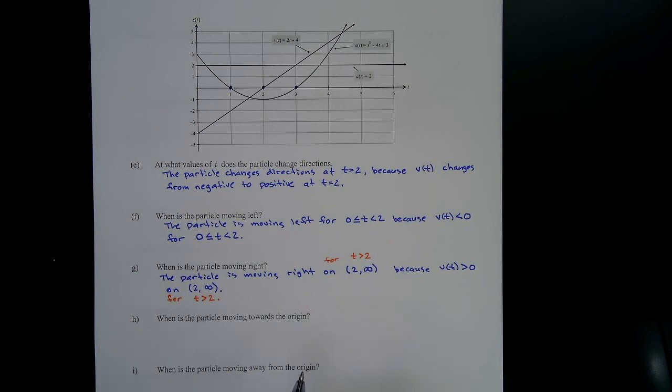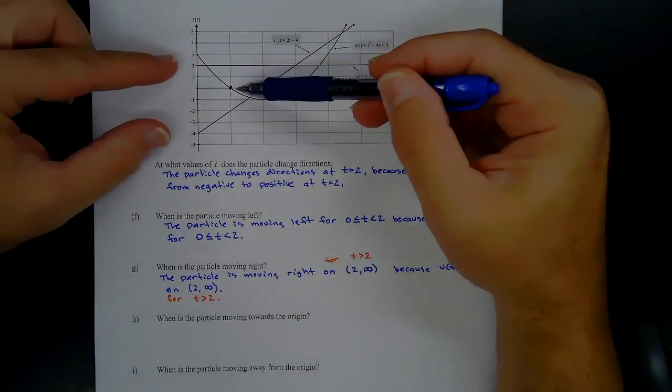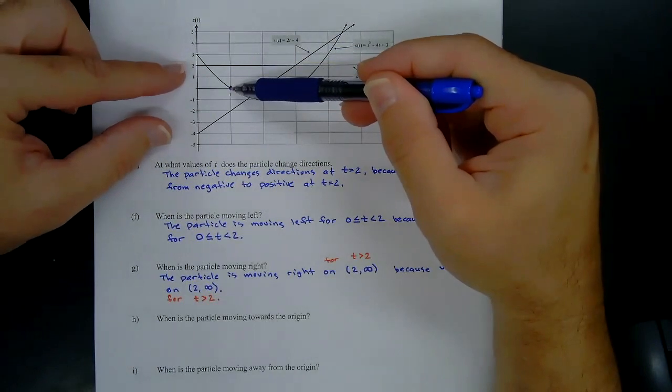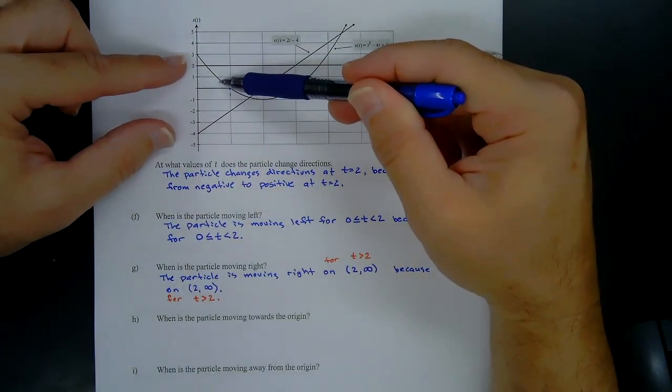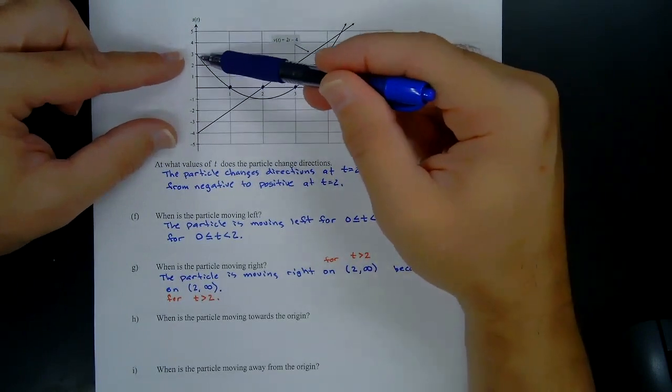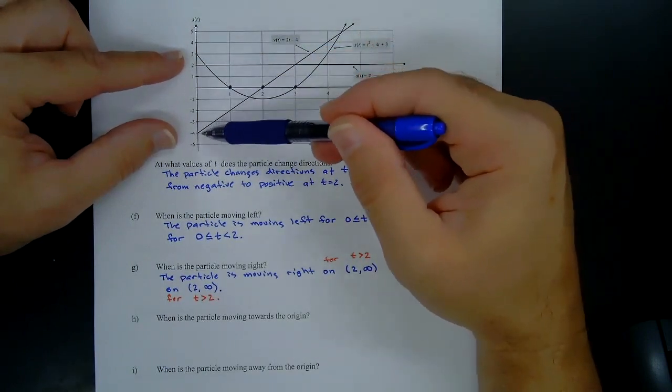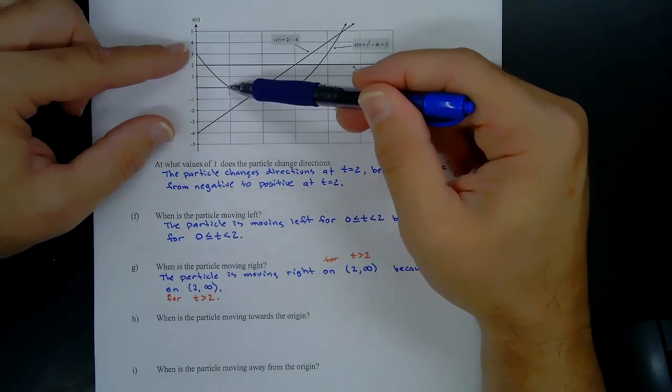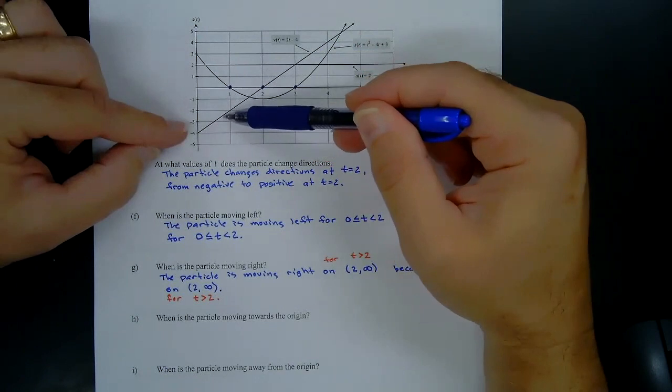So how do you know you're moving towards the origin? Well, that's a combination of position as well as the direction of movement. So you have to look at position and velocity at the same time. I want to look at this a little bit differently. If you look here from 0 to 1, the position is positive and the velocity is negative.